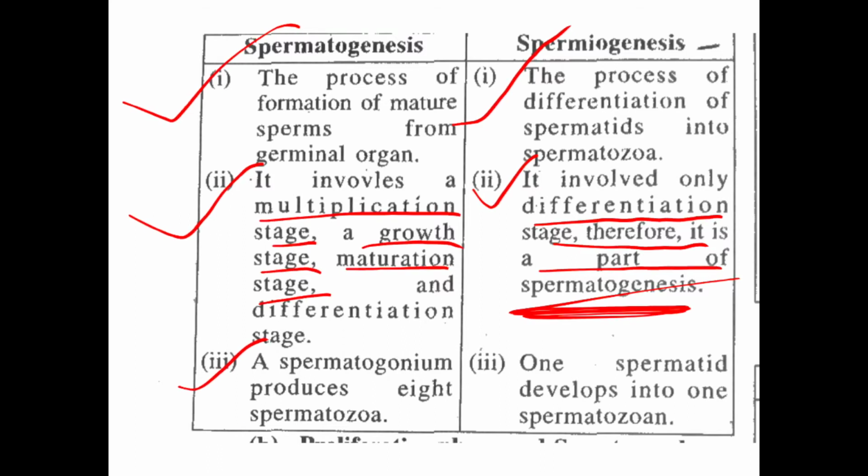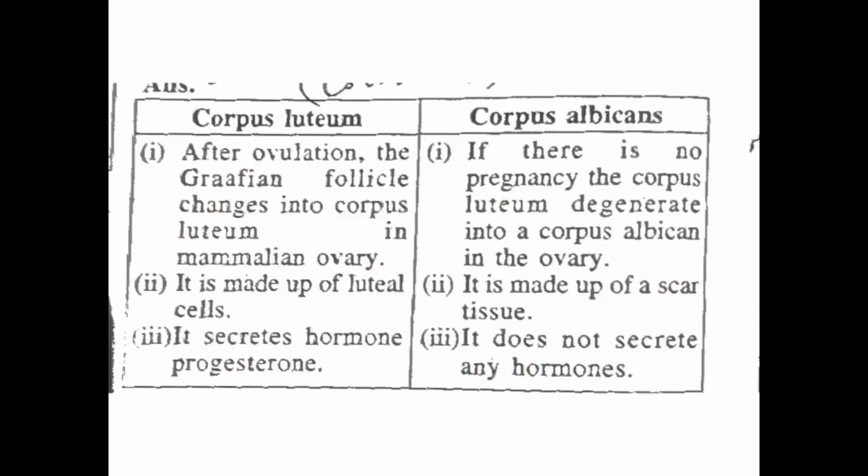A spermatogonium produces four spermatozoa. Sorry, I said eight, it is wrong. One spermatid develops into one spermatozoa. This is the difference. Then corpus luteum and corpus albicans.